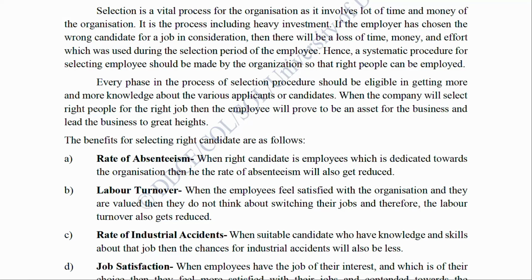First, rate of absenteeism. When the right candidate is employed, who is dedicated towards the organization, then the rate of absenteeism will also be reduced. Second, labor turnover. When the employees feel satisfied with the organization and they are valued, then they do not think about switching their jobs, and therefore the labor turnover also gets reduced. Third, rate of industrial accidents.